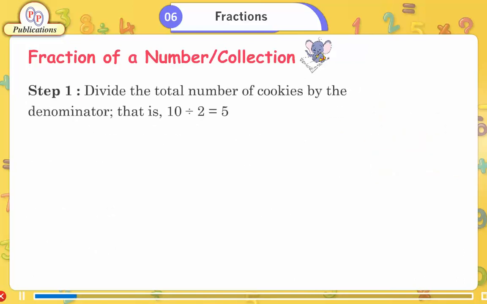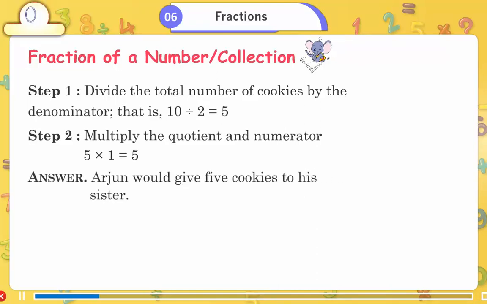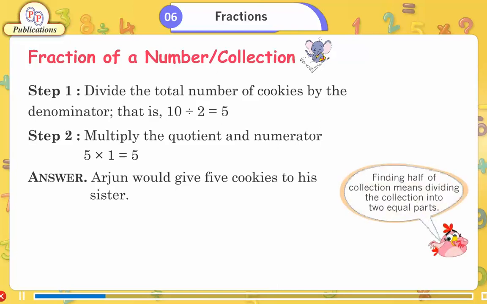Step 1. Divide the total number of cookies by the denominator. That is, 10 divided by 2 is equal to 5. Step 2. Multiply the quotient and numerator. 5 into 1 is equal to 5. Answer. Arjun would give 5 cookies to his sister. Finding half of a collection means dividing the collection into two equal parts.